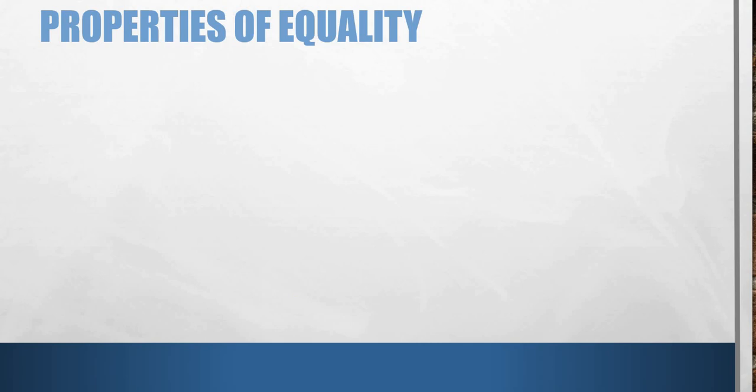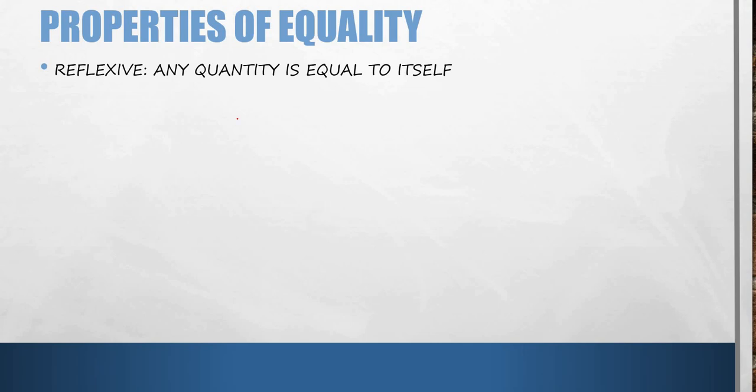Properties of equality. The reflexive property, reflection like in a mirror. Any quantity is equal to itself. We know that 3 has to equal 3. x has to equal x. Any quantity, no matter what it is, always equals itself. Reflexive property.